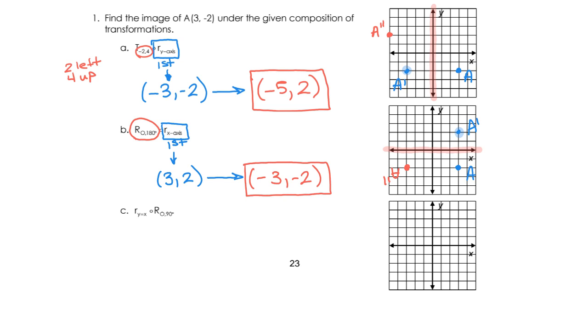Okay. We have one last one. They use the same exact notation. So it's a reflection over y equals x following a rotation around the origin of 90 degrees. In order for my reflection to follow my rotation, the rotation must be done first. Okay, so I'm going to go find 3, negative 2. This is my starting point.